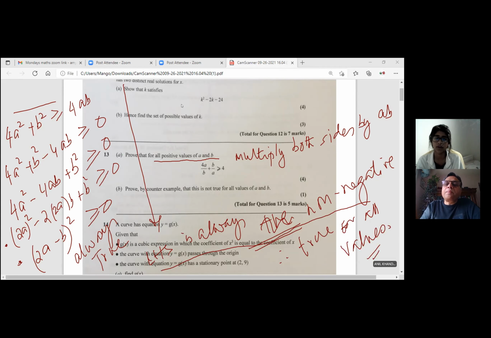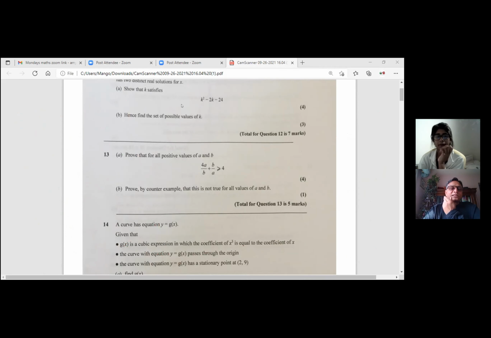Okay, great. So now let's see part B. Oh yeah, I just subbed in a as -1, b as 2. Okay, and you got the counterexample. Yeah, I got -4, which is greater than or equal to 4, and it didn't work.